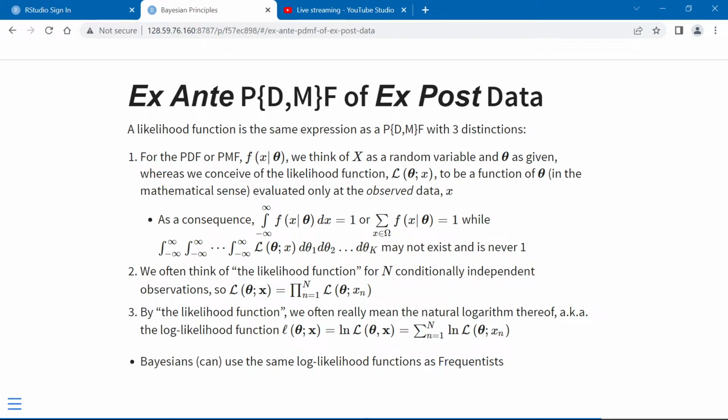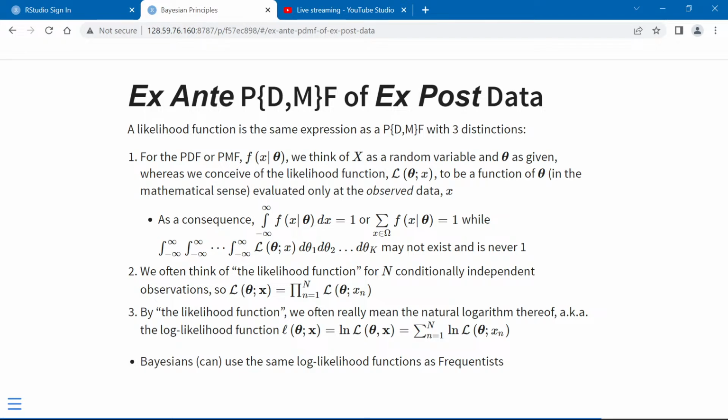So Lancaster also gets into the weeds on the likelihood function, and this came up the first week, and I said, you all are obsessing about this too much at the time. So it's the same expression as a PDF or a PMF, but with three distinctions.